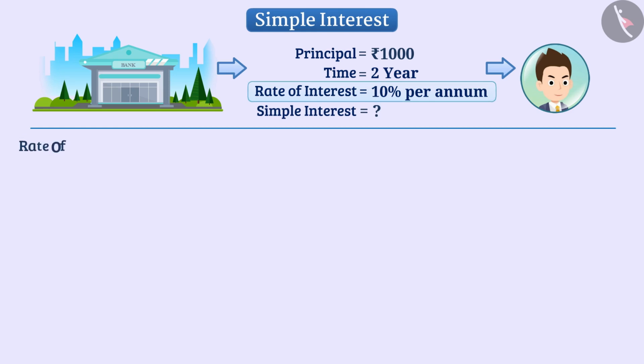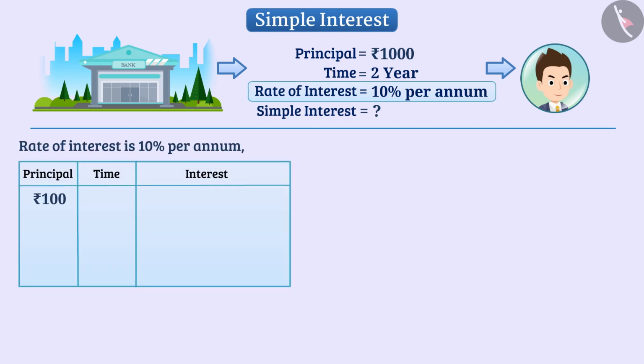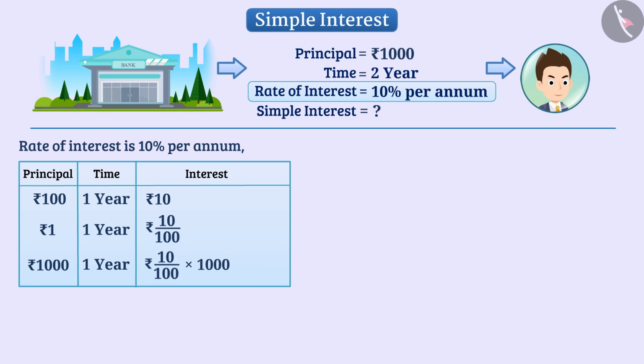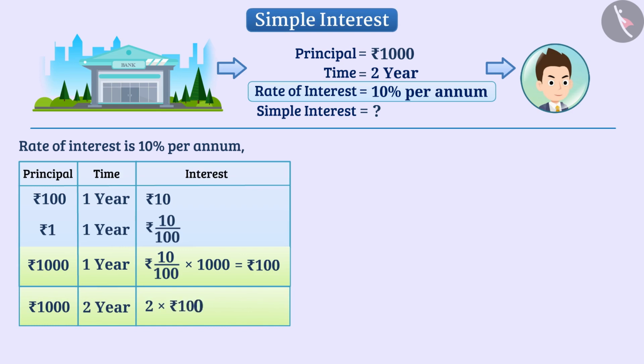Here, the rate of interest is 10% per annum. That is, on rupees 100, interest for 1 year is rupees 10. In this way, the interest of 1 year on rupees 1 will be rupees 10 by 100. Similarly, the interest for 1 year on rupees 1000 will be rupees 10 by 100 multiplied by 1000, which is equal to rupees 100. Since the simple interest for 1 year is rupees 100, the interest for 2 years will be 2 multiplied by rupees 100, which is equal to rupees 200.